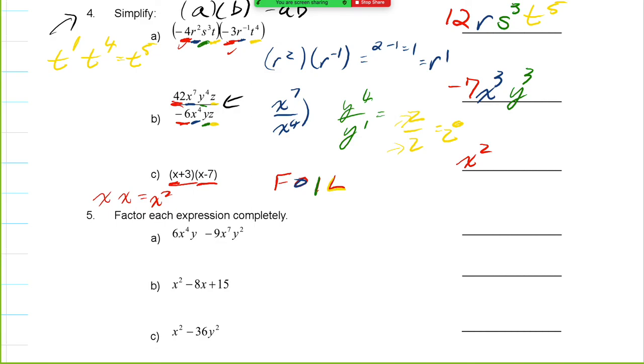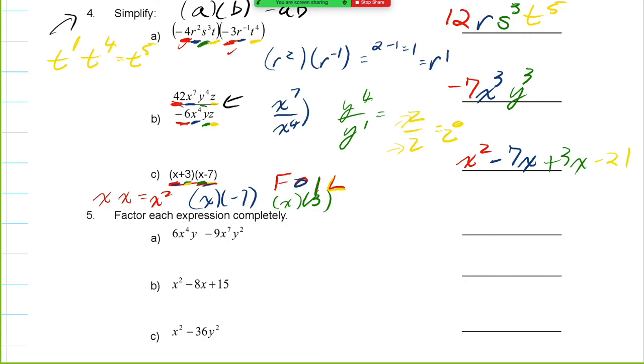Our outside terms happen to be x and -7. So x times -7 gives us -7x. So we're going to minus 7x. Our inside terms are 3 and x. Same concept. x times +3. That's going to give us +3x. And finally, our last terms is 3 times -7 will give us -21.